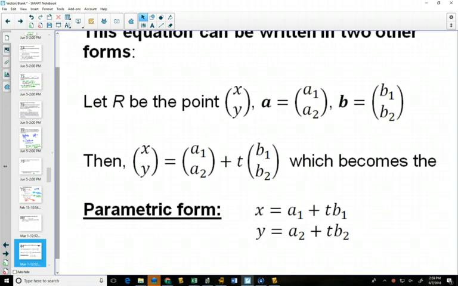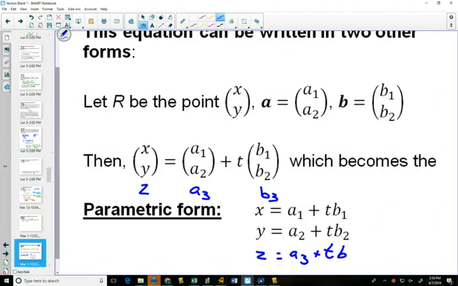Then you would have a third equation. You would have an a3 plus t b3. Okay, so if I added this in, I would have a third component of that vector, a third component of my direction vector, and I would have a third parametric equation. So what the parametric equations are doing are just looking at a specific component, just your x component, just your y component.